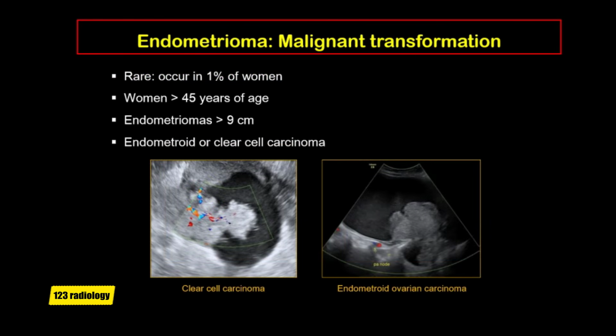About 1% of endometriomas are believed to undergo malignant transformation, usually endometrioid or clear cell carcinoma. This is more likely in women older than 45 years of age and in endometriomas larger than 9 cm. Development of a significant solid component with flow on Doppler should raise concern for malignancy.